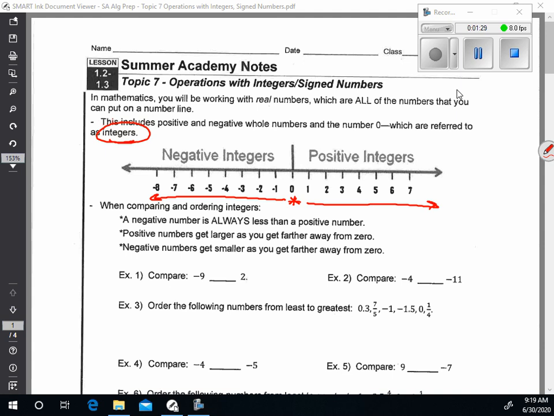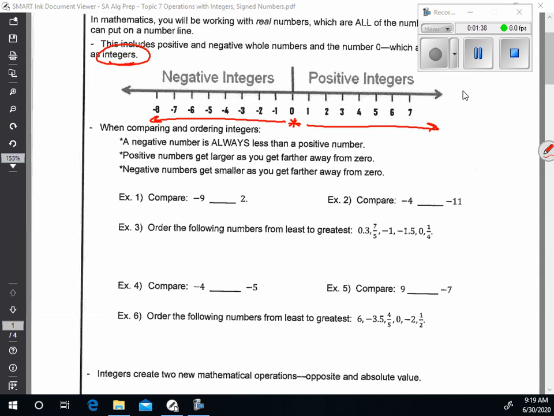So with that, the first thing that we can do is to compare integers and to put them in order. When we're comparing and ordering integers, first thing, a negative number is always less than a positive number. So that's right off the bat. Positive numbers get larger as you get farther away from 0. So the farther to the right you go, the numbers are getting larger. Negative numbers get smaller the farther away you get from 0. So as you go farther to the left, the numbers get smaller. So this helps when you're comparing numbers.